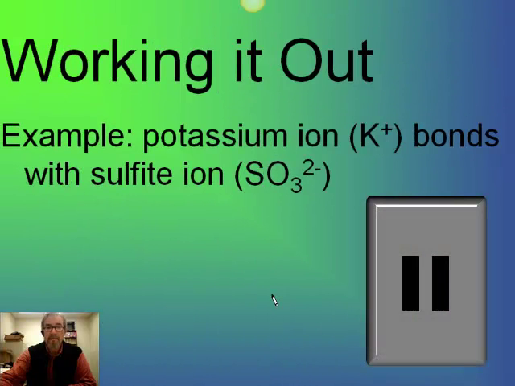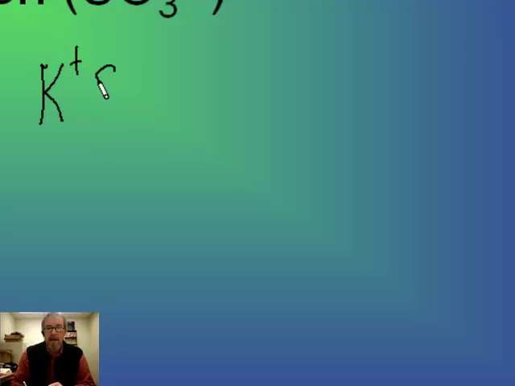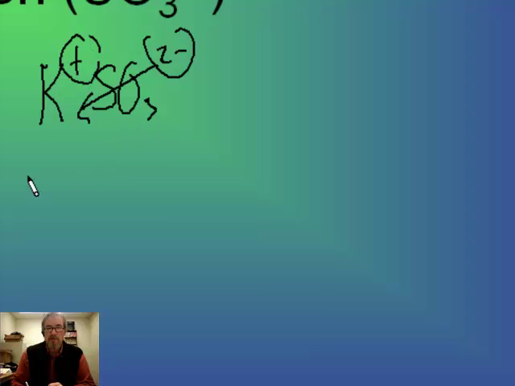You try one. Potassium ion bonding with sulfite, which is SO3 2 minus. Stop the video and write this, and I'll bring you the answer. Okay, here's your answer. When I write these things side by side, K has a 1 plus charge, and the 2 from the sulfite gets swapped down, and that becomes the subscript on potassium. Potassium's charge is 1, so there's no subscript written on sulfite, and so it's K2SO3.